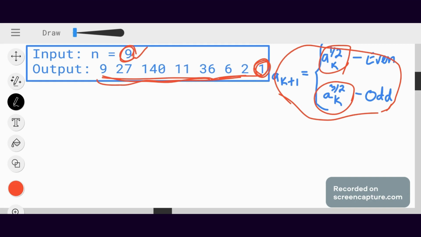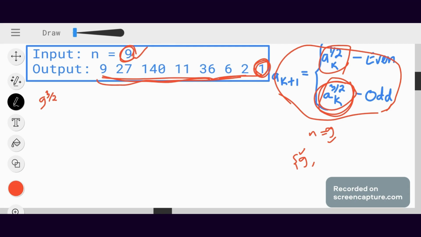So now let's have a dry run for a better understanding. So my n is 9 now. This is my first term. Add this into your answer. Now check, is 9 equal to 1? No, it is not 1. So we will have more terms. Let's find out the next term now. Is my 9 even or odd? It is odd. So we will apply this formula. Apply. What is 9 to the power 3 by 2?